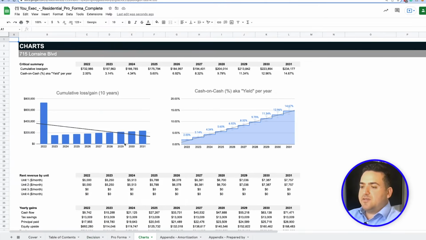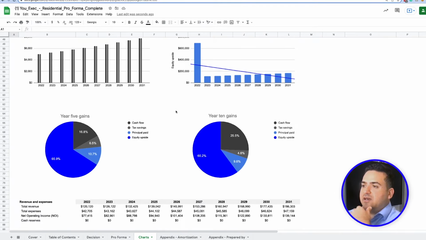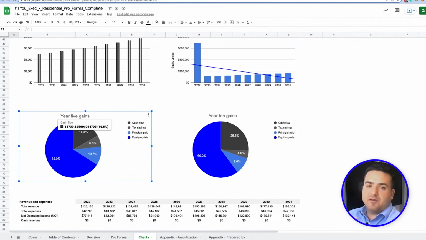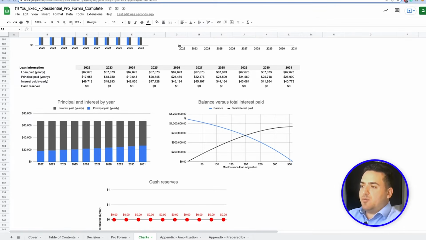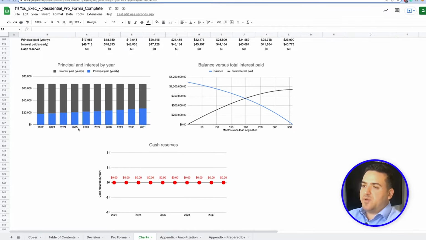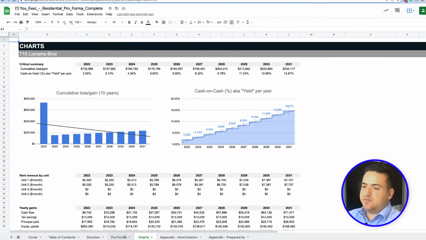Now, the great thing about this spreadsheet model is that it includes a tremendous amount of charts, so you can visualize what is going on. You can see your cumulative loss gains, you can see your cash on cash, and I'm going to go into those details, but you can basically see a visual representation of what your 10-year breakdown of wealth gain is going to look like versus your 5-year wealth gain representation. You can also see your revenue versus expenses, your NOI across 10 years, your amortization, your loan payment and interest payments, and ideally a cash reserve chart, which in this case is now 0.